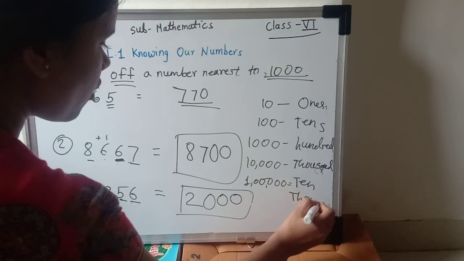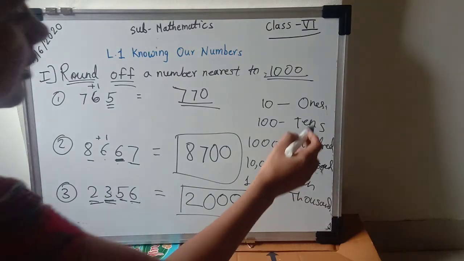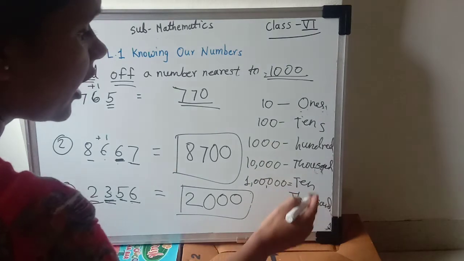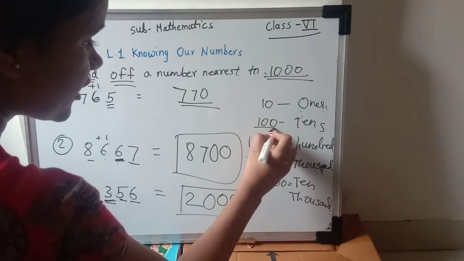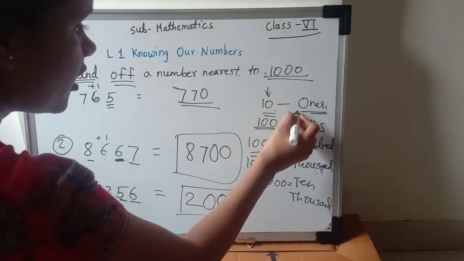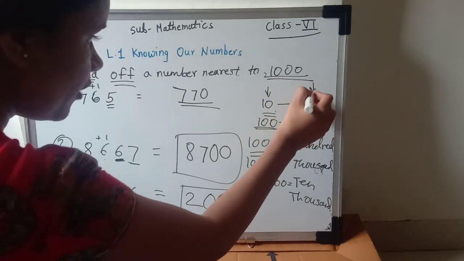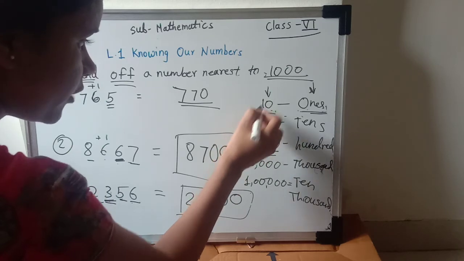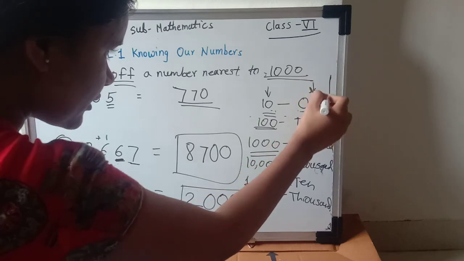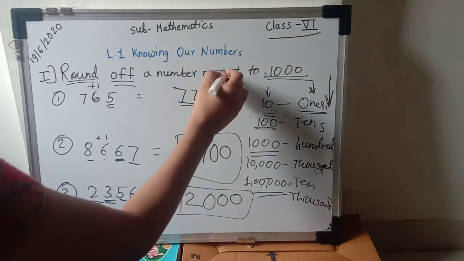So this will go on and on, and you have to remember these places come on the right side of the nearest number, and the nearest number always comes on the left side of the places. Here these are the names of the places, and these are the rounded nearest numbers.